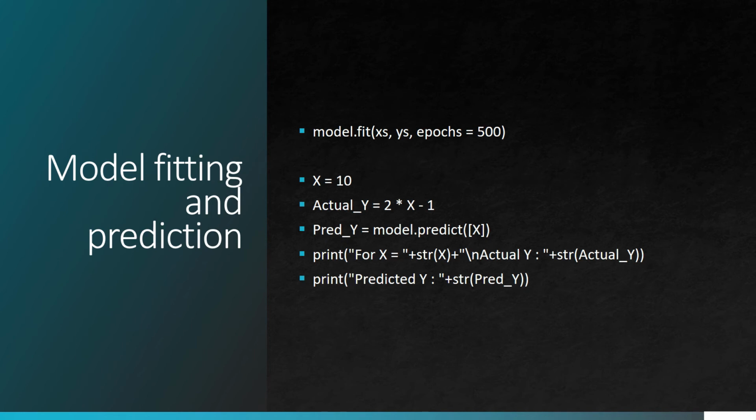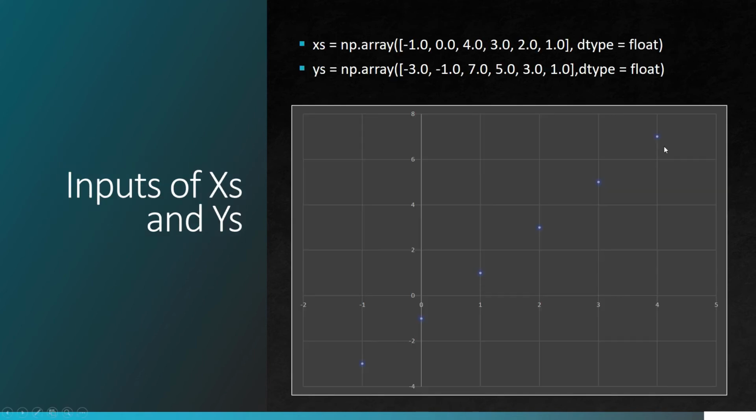Now for checking the prediction we will be taking x equal to 10 as the testing input. Actual y is 2 into x minus 1. Why? Because in the graph I showed you earlier, if you see these blue dots carefully, we can find the equation easily as y equal to 2x minus 1. You can even substitute the values from the arrays. y will be equal to 2x minus 1.